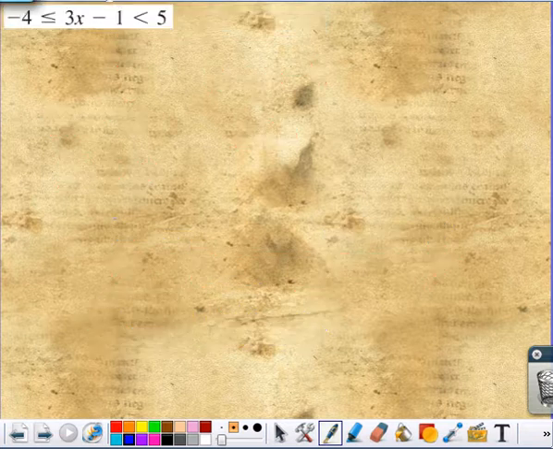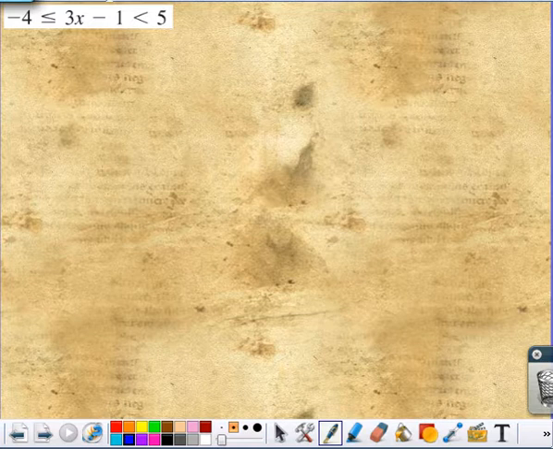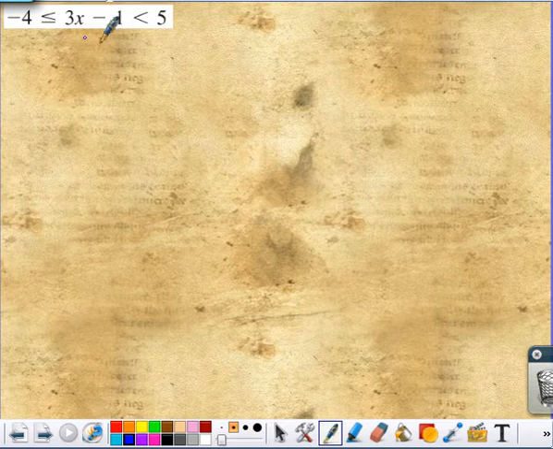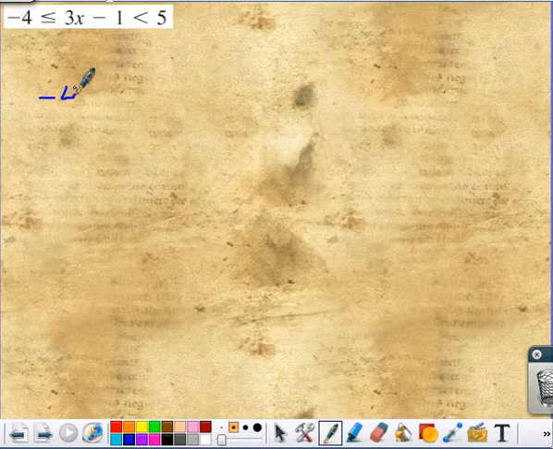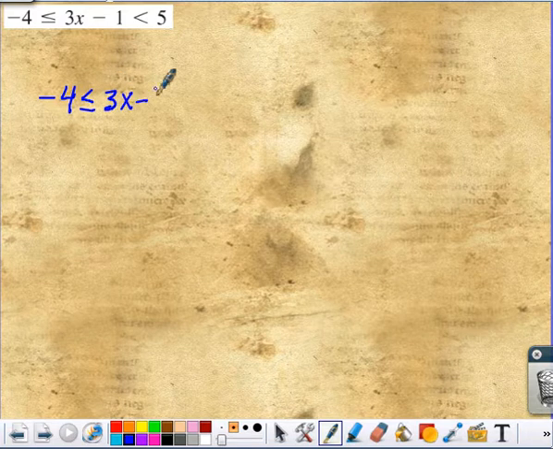Any questions? When it's written as a sandwich, there's two different ways to work this. And what I mean by sandwich, you got negative 4 is less than or equal to stuff, which is less than 5. This stuff is bigger than negative 4. This stuff is also smaller than 5. The hard way of working it is to split it. Negative 4 is less than the stuff in the middle.